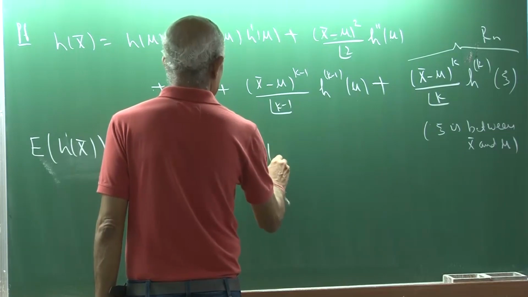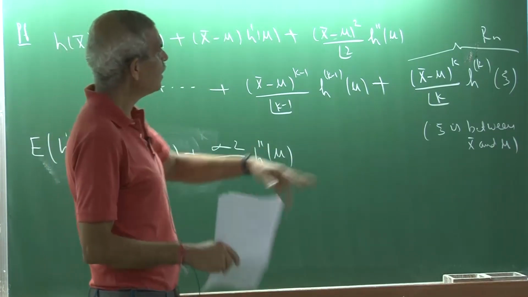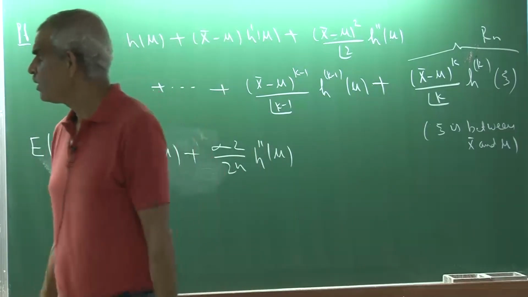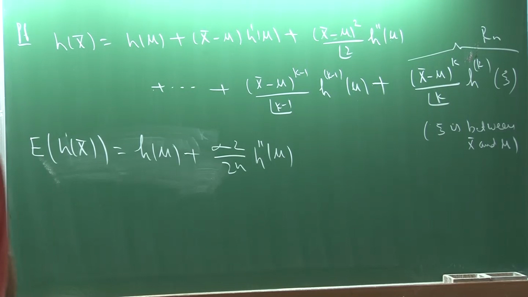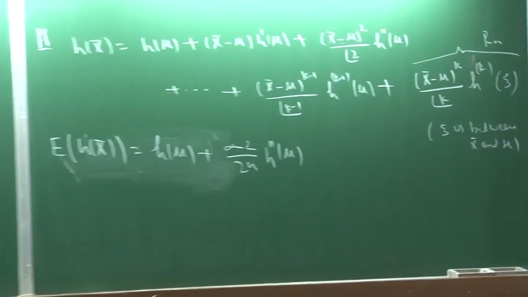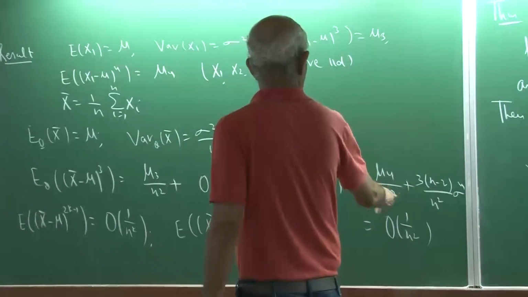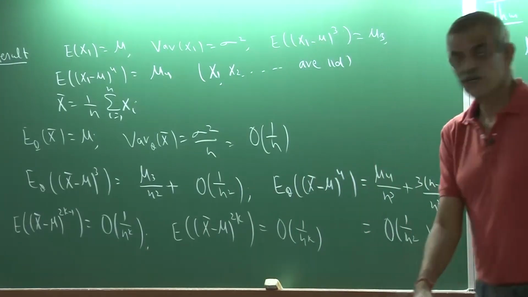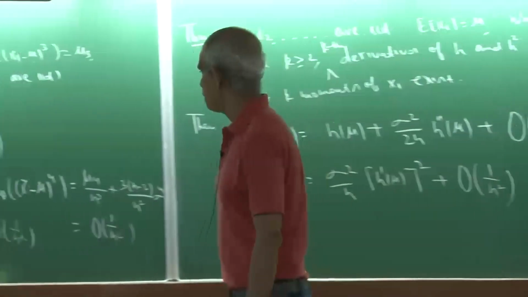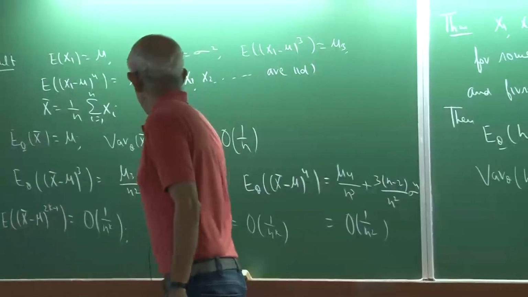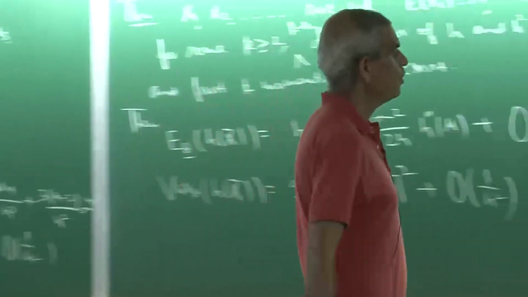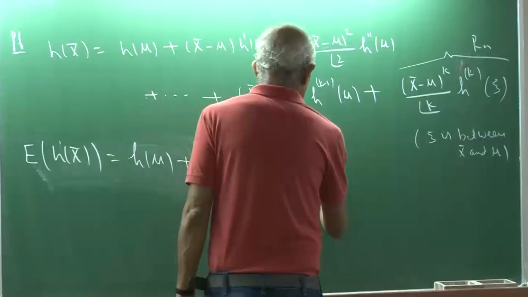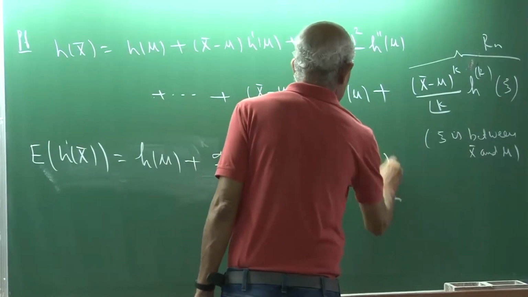h double prime mu. Now what would be the third term? Expected value of x bar minus mu whole cube, and x bar minus mu whole cube you have already seen is of order 1 upon n square. So the higher orders would be of order of 1 by n square. So I can write this as order of 1 by n square.